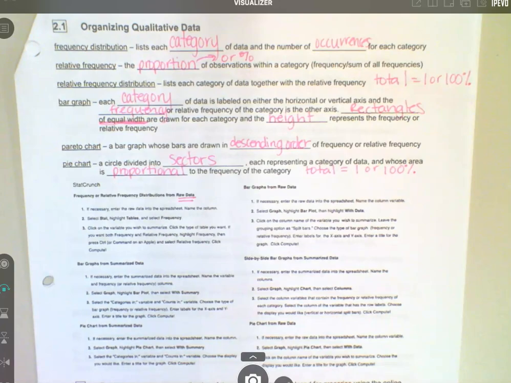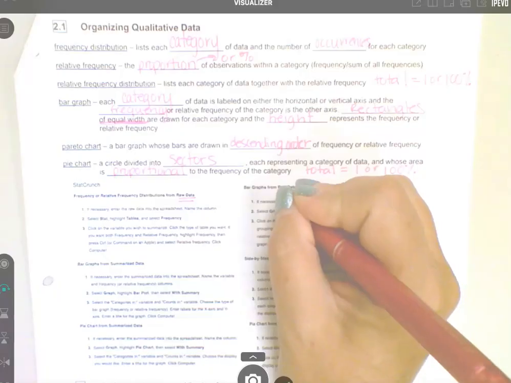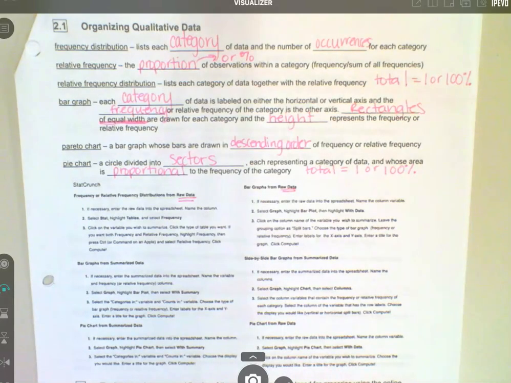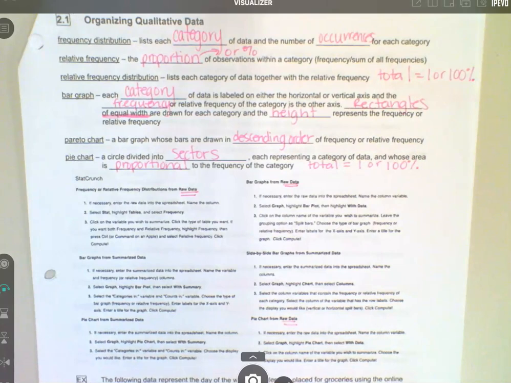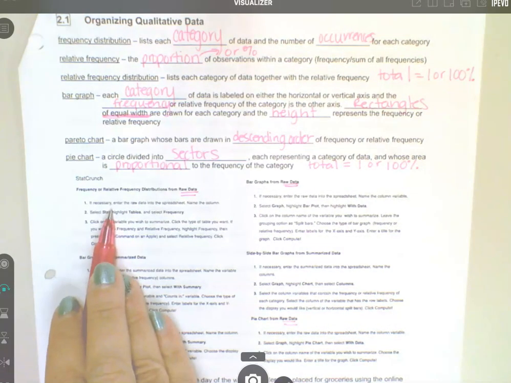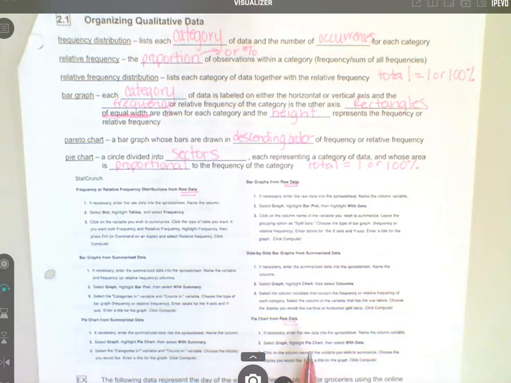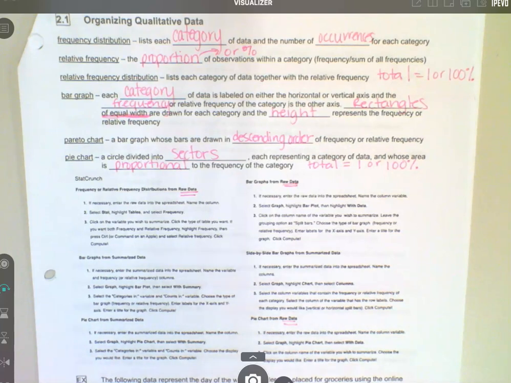So anything that says from raw data means that it's not already organized. You can see we've got directions for frequency and relative frequency, bar graphs, and pie charts if the data is raw. If the data is already summarized, then the process that we use in StatCrunch is different.